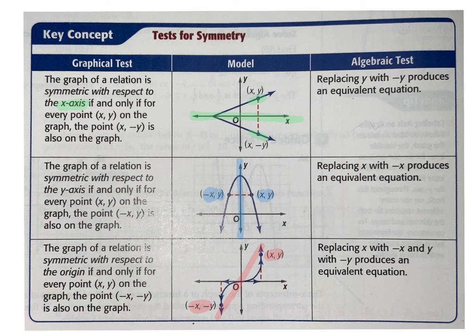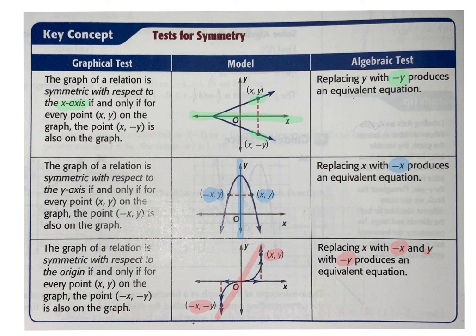For symmetrical to the x-axis, you can plug in a negative y to your function, and it should be exactly the same as it was before. It shouldn't change it, okay? If you're looking for symmetry to the y-axis, you can plug in a negative x, and it won't change your function. And then if you're looking at origin, you can plug in a negative x and a negative y, and it won't change your function. All right? So let's look at when this happens, okay?